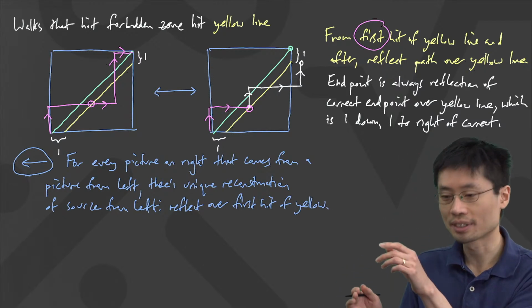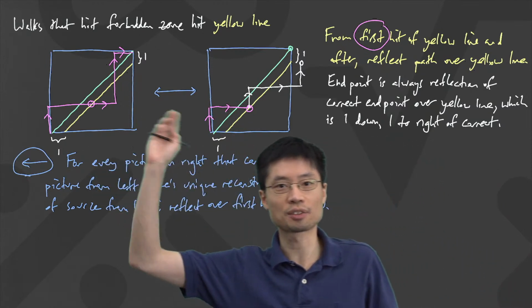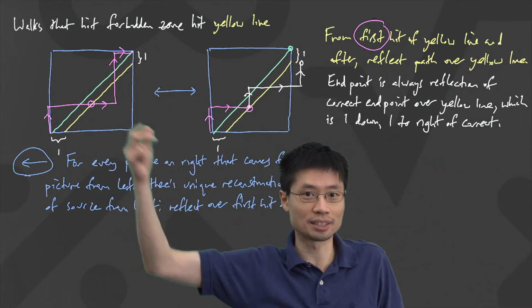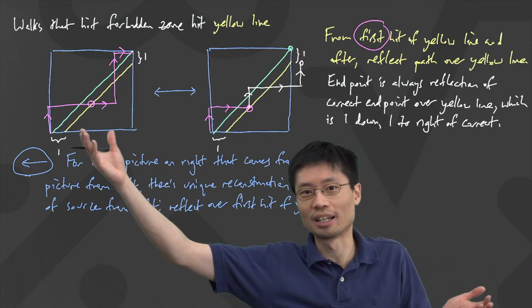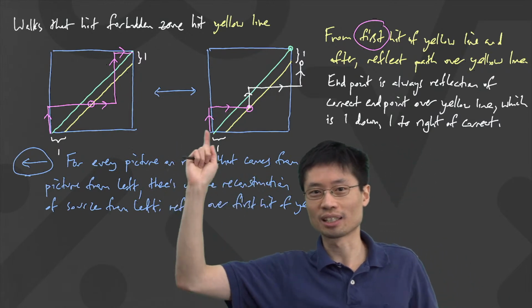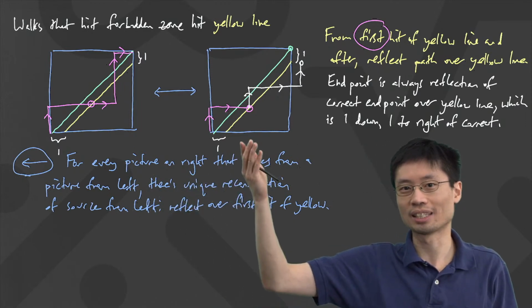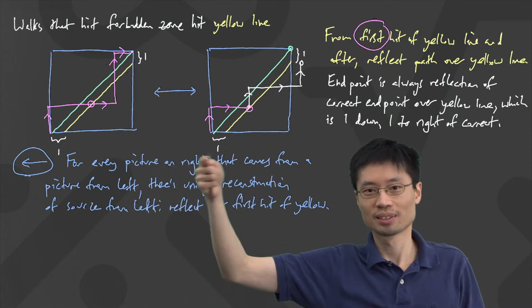Now, note that I emphasized this is true for every picture that came from the right. So what I'm saying is for everything I'm trying to count all of these things on the left. I don't know how many of them there are, but for every one of them, let's draw a picture on the right. And at least I know that the number of pictures on the left is the same as the number of these on the right that I could make from those.